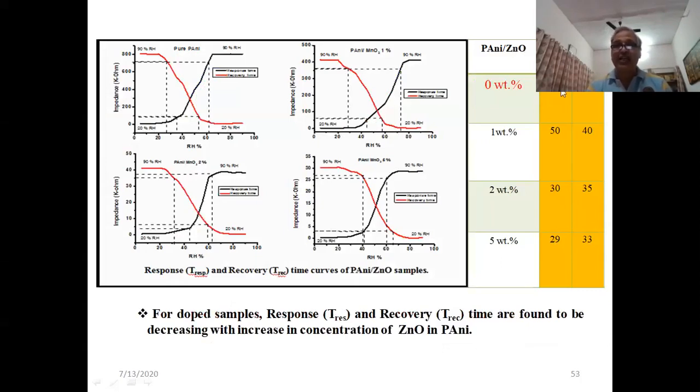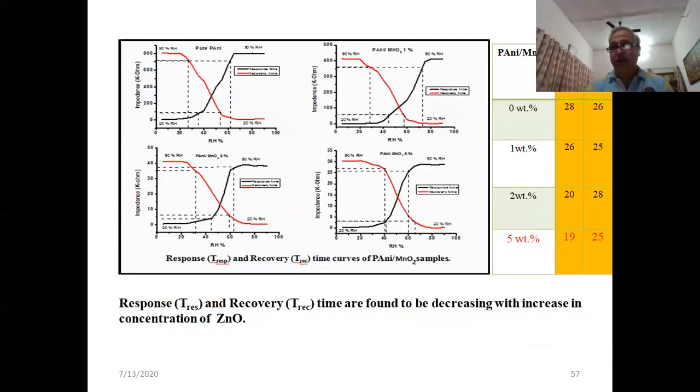Response time is when we expose from 10% RH to 90% RH, and we take the reading at 90% RH, and take the difference, we get the response time. And when we reduce from 90% to 10% humidity, we get the recovery time. Here we see that the response and recovery time of pure polyaniline is good in comparison to doped film. But in the case of ZnO, the response time is better for 5% weight of MnO2 doping.